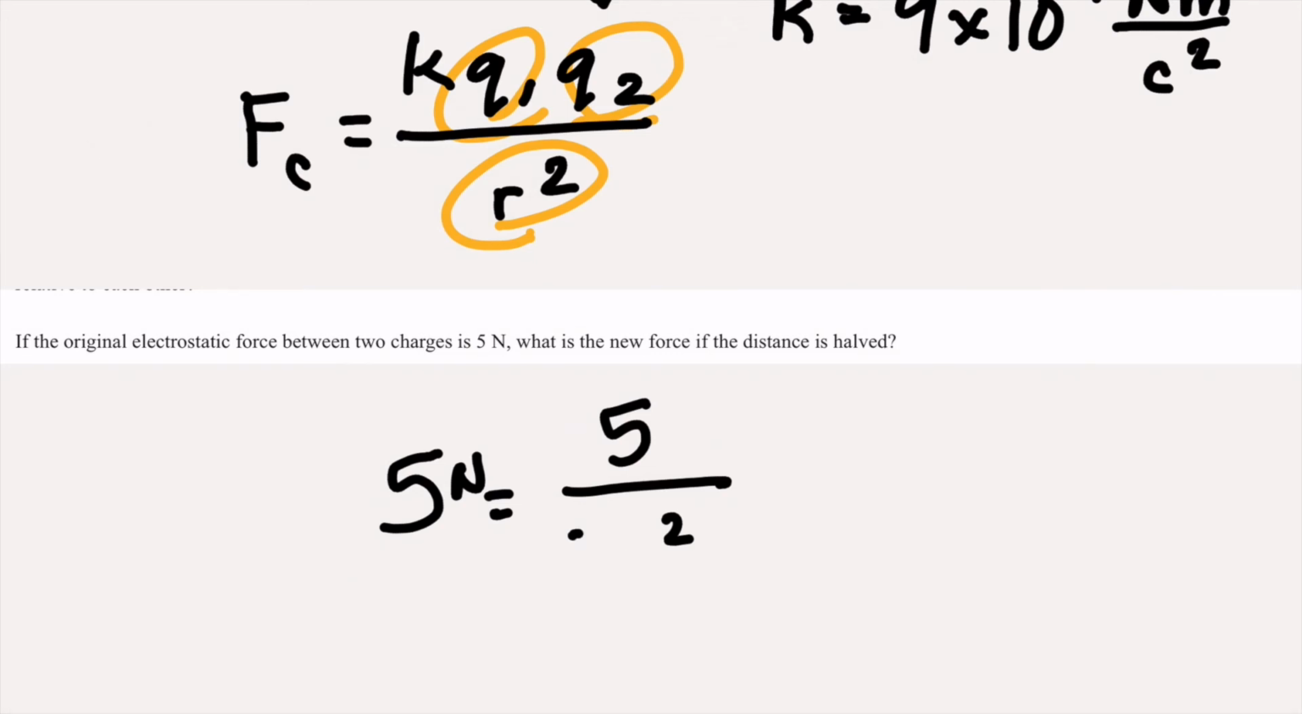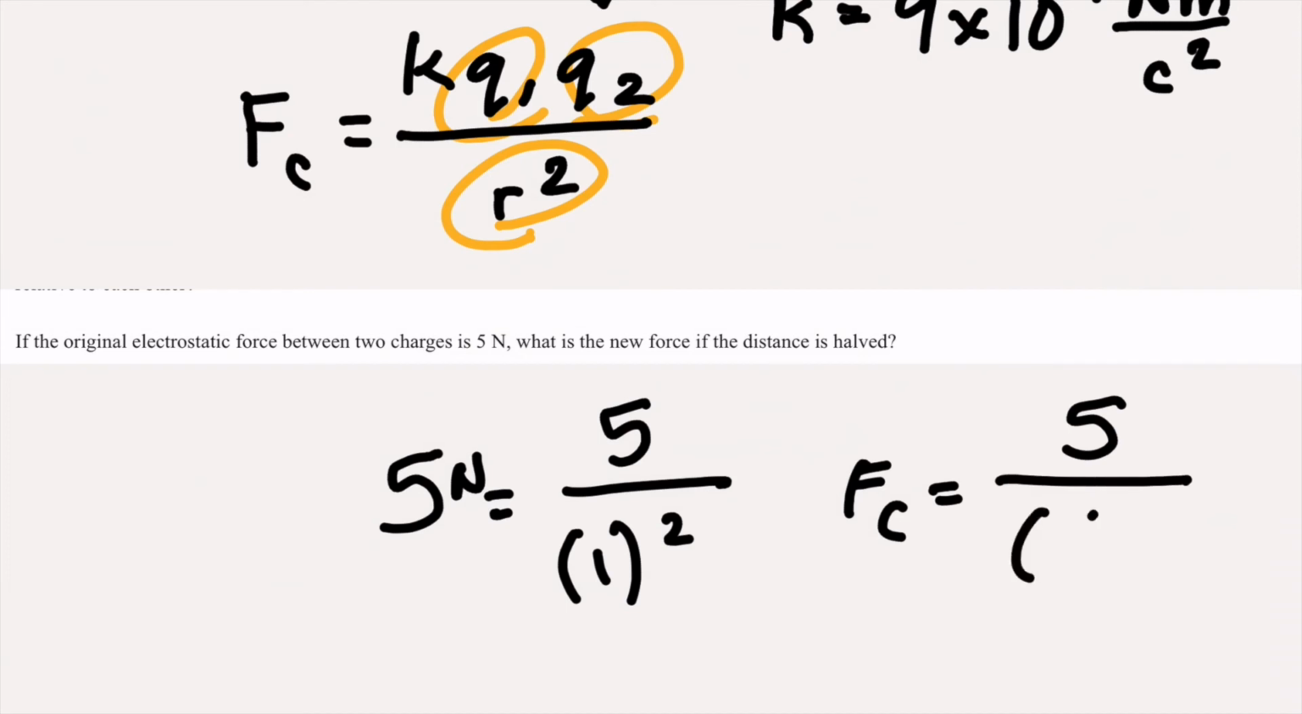So this right here is our initial, our original scenario. The denominator would be 1, so that the force is 5, but if we halved the denominator and used an r value of 1/2, we can then calculate the new force. So this is constant, and we are going to plug in 1/2.